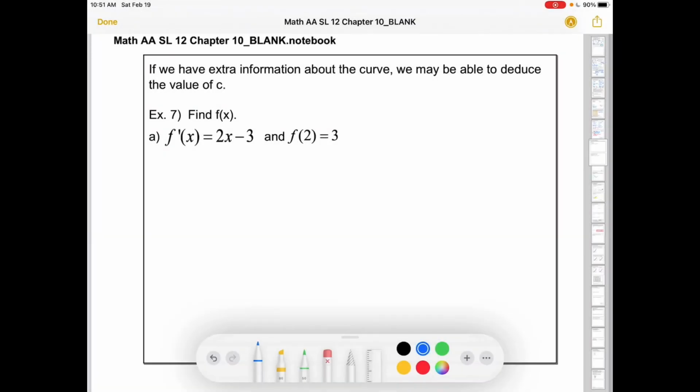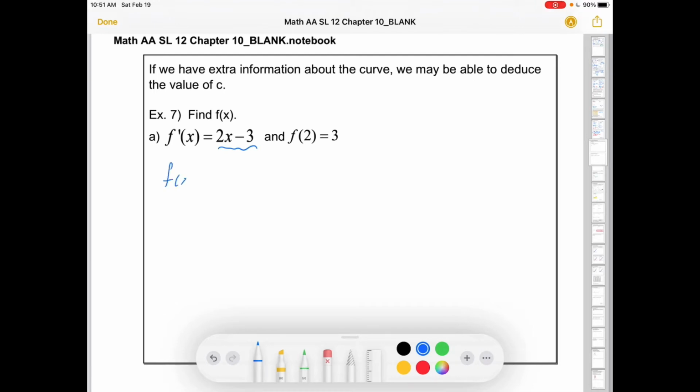Hi folks, welcome to this video on finding the constant of integration in certain cases with indefinite integrals. If we have extra information about the curve, we may be able to find the value of c. I'm going to give you a case here where the derivative of some function is 2x minus 3.